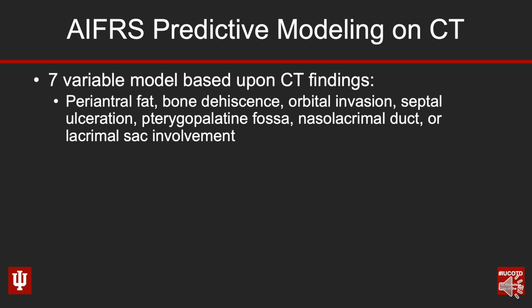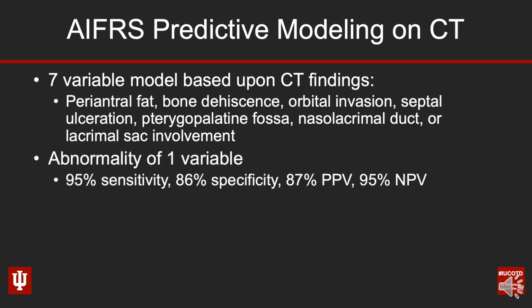So there was a nice paper published by the folks at the University of Florida that looked at CT in terms of predictive modeling for trying to decide whether or not patients have acute invasive fungal rhinosinusitis. And they came up with a 7-variable model based just on the CT findings. And that's to look at specific areas that include the periantral fat, so premaxillary, retromaxillary fat, areas of bone dehiscence, orbital invasion, nasal septal ulceration, involvement of the pterygopalatine fossa, the nasolacrimal duct, or the lacrimal sac.